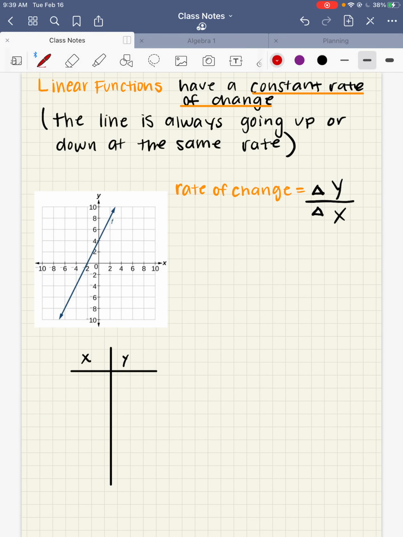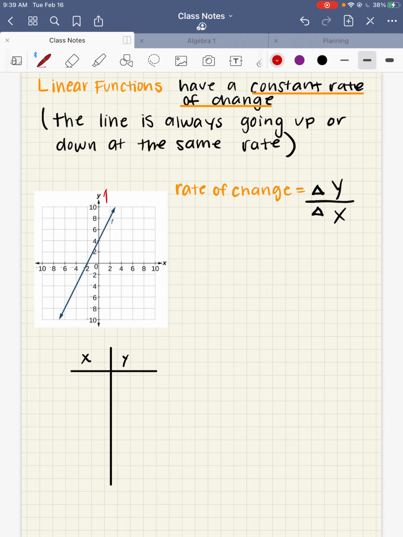Okay, we're still talking about linear functions from a table. Remember, linear functions have a constant rate of change. That means their graph is going in a straight line because the line is always going up or down at the same rate. So we talked about rate of change being the change in y over the change in x.